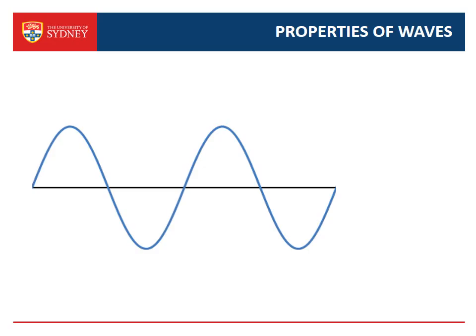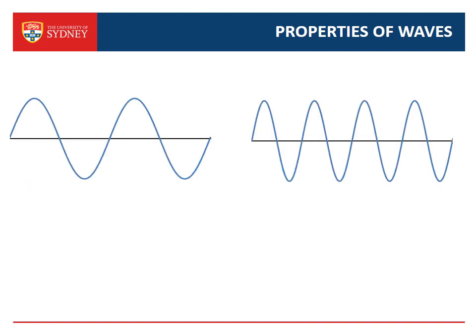Finally, a wavelength is defined as the distance between two successive crests of the wave. It can also be thought of as the distance from one node through a peak and a trough to the next node. Let's consider these two waves. They have the same amplitude, but the wave on the left has a longer wavelength than the wave on the right.